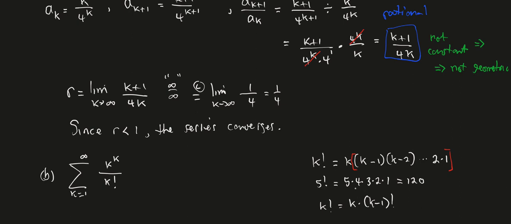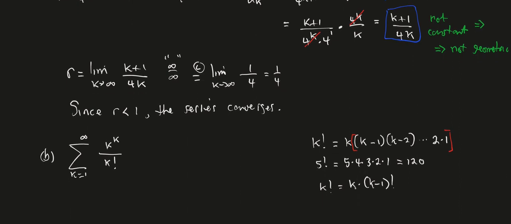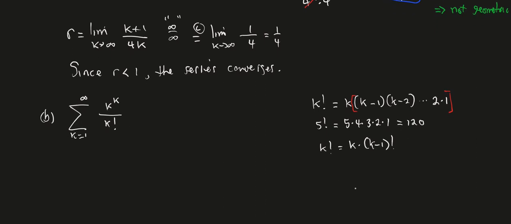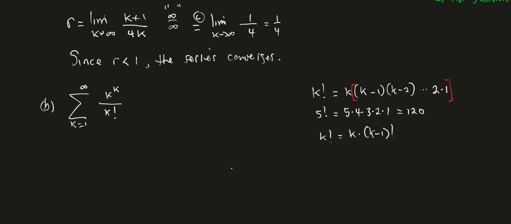There are lots of patterns and lots of uses of this that I'm pretty sure many of you will encounter in subsequent classes. But for instance, let's write this out and see what it looks like. It would be 1 to the 1 over 1 factorial. Then 2 to the 2 over 2 factorial. Then 3 to the 3 over 3 factorial. Then 4 to the 4 over 4 factorial, and so on.